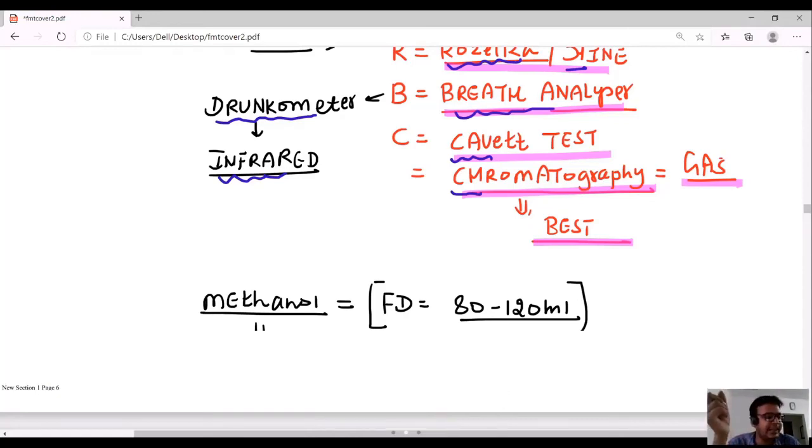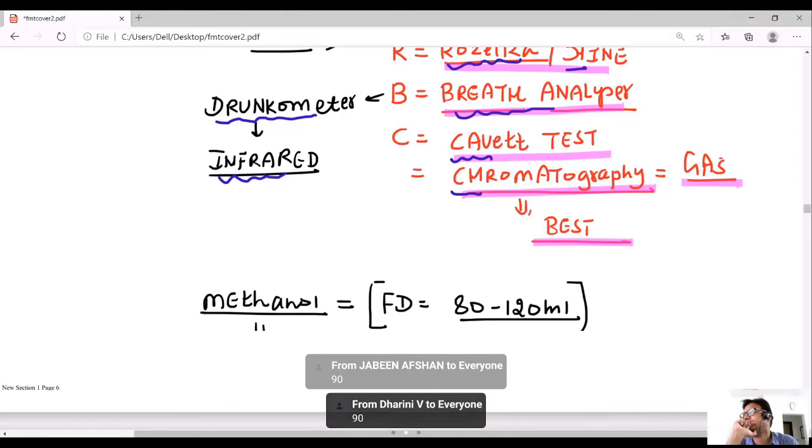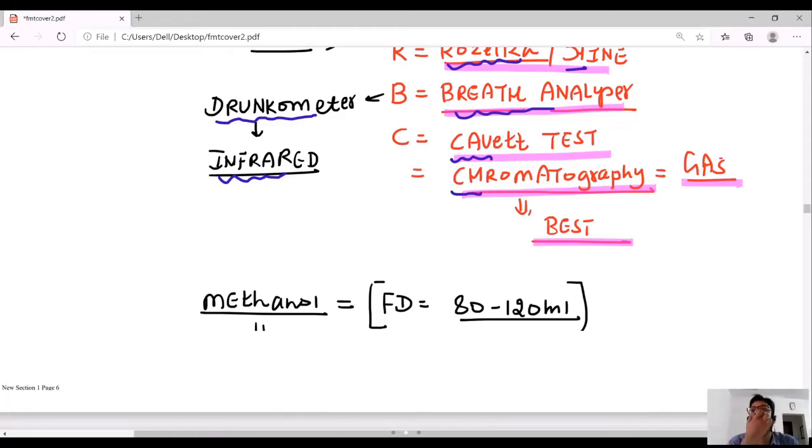Denatured spirit contains how much alcohol? 95%. Rectified spirit? 90%. What is the name of the formula used for alcohol? Widmark formula.